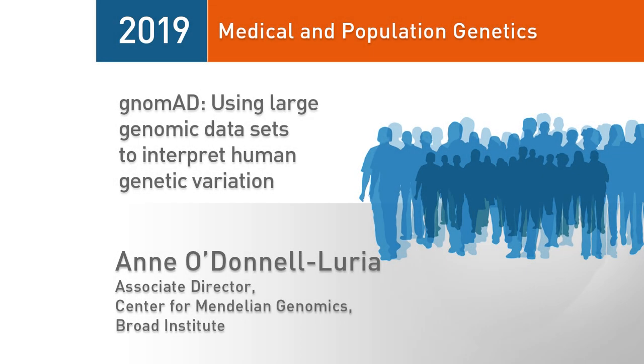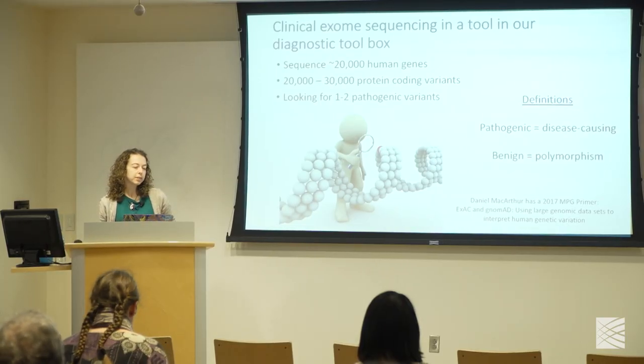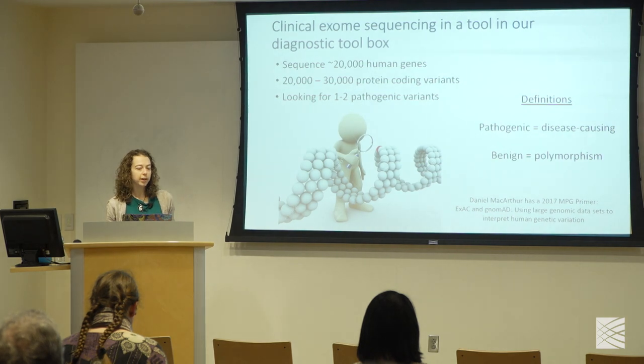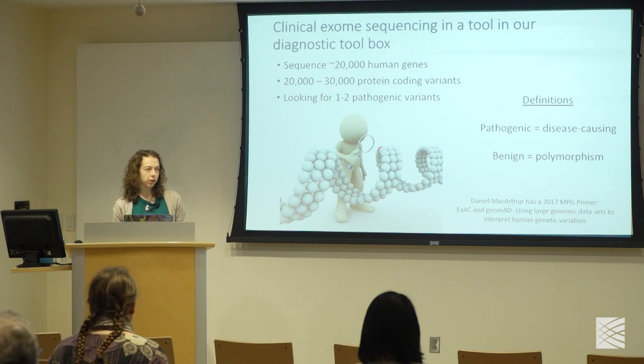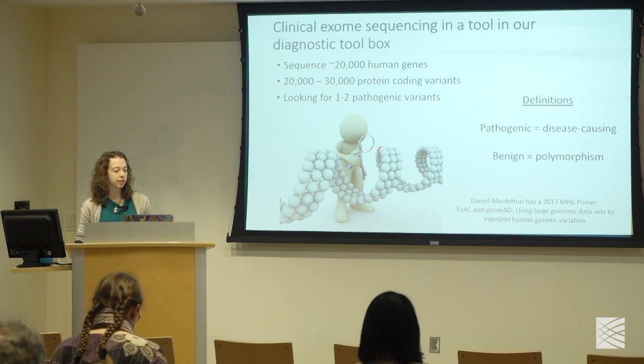Great. I am very excited to be here today to talk to you about one of my favorite topics, reference population databases. Just to give you a little background, when we sequence one person's exome, we actually are sequencing about 20,000 human genes, and we find 20 to 30,000 protein coding variants. It varies depending on the person's ancestry.